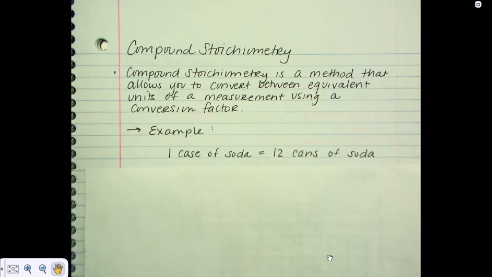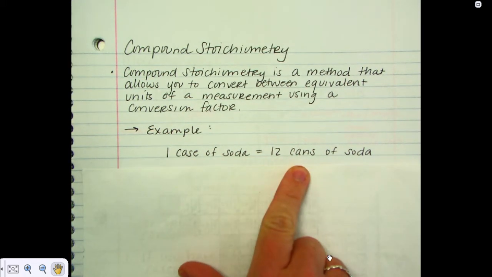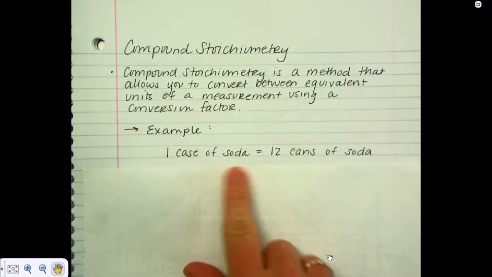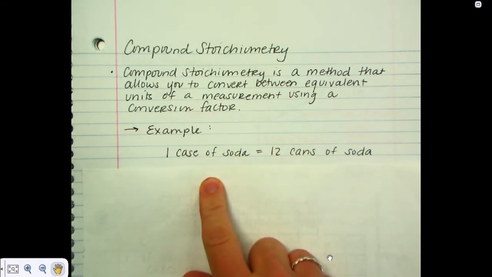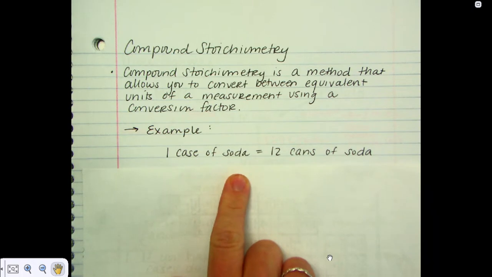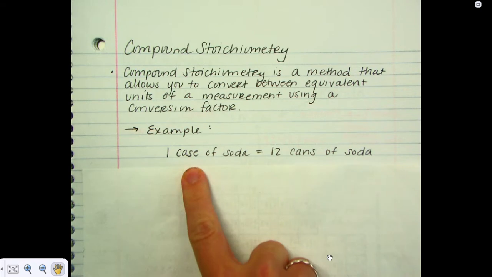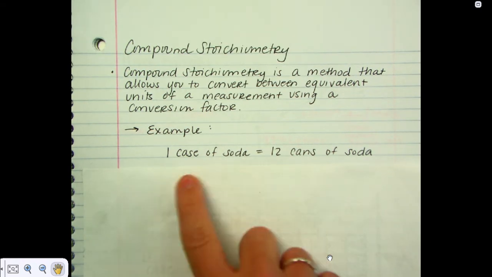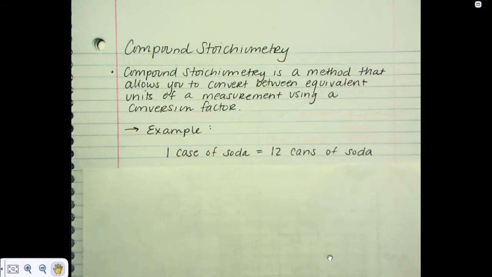Here is our example. 1 case of soda is equivalent to 12 cans of soda. Okay. So this is something that hopefully you've seen in your life. I'm assuming you probably have. So a case of soda contains 12 cans, and 12 cans of soda is what makes up 1 case. And even though I'm using different units, case versus cans, these mean the exact same thing. Okay. It's like saying 1 day is equal to 24 hours. Different units, but it's the same quantity of time. 1 case of soda, 12 cans of soda, different units, but it's the same quantity of soda.